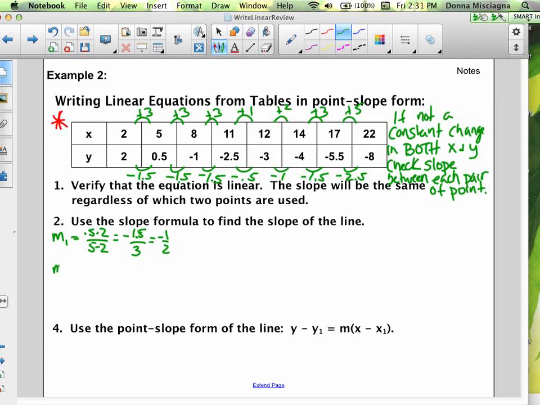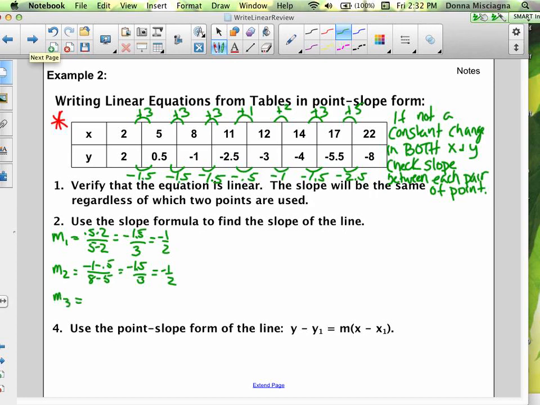All right, let's find the second slope. We have negative 1 minus 0.5 divided by 8 minus 5. So that's, again, negative 1.5 over 3. That's going to be negative 1/2. You do have to check them all. What if I mess you up and I make 1 point different?